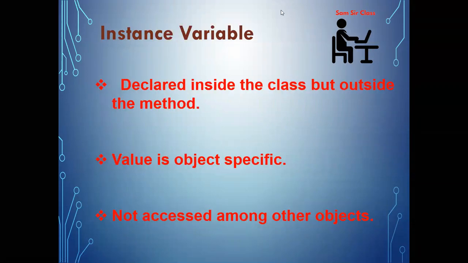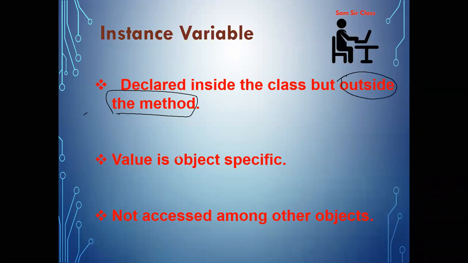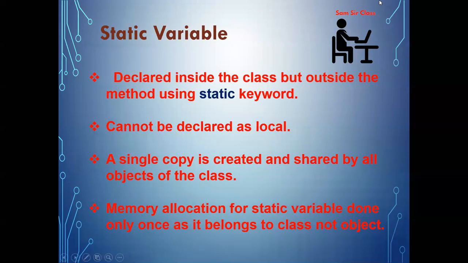Now coming to the next one, the instance variable. This is declared inside the class but outside the method. This is important: outside the method. It is object specific, because every object will have its own instance variable. Clear? But it cannot be accessed among other objects. So whatever you have modified through OB1 is not accessible to another object OB2, because this is object specific. Clear?